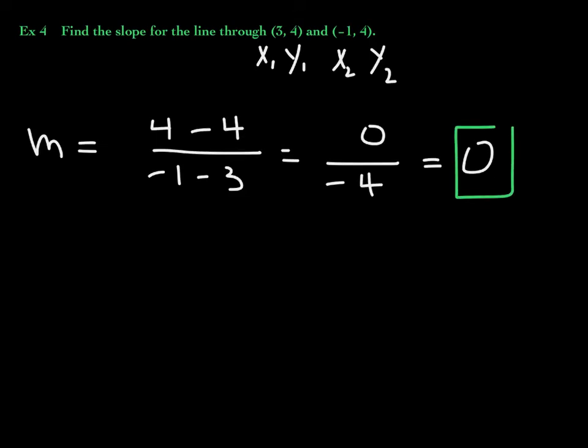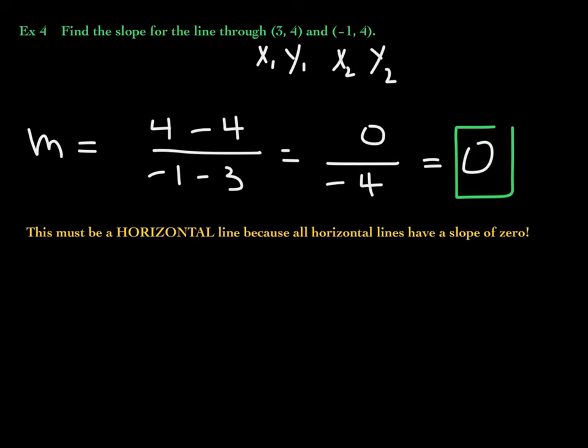Wait a minute. What kind of lines have 0 slope? Horizontal lines, that's right. So this must be a horizontal line because all horizontal lines have a slope of 0. Make sure you have that in your notes. All right, very good. Let's keep going.